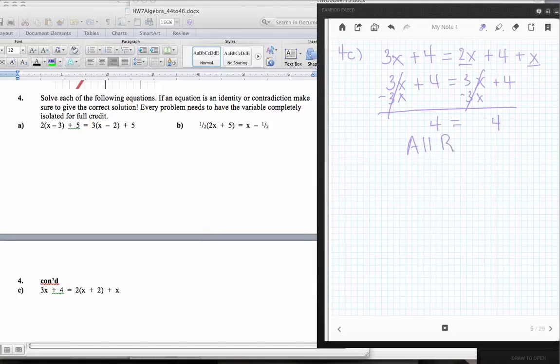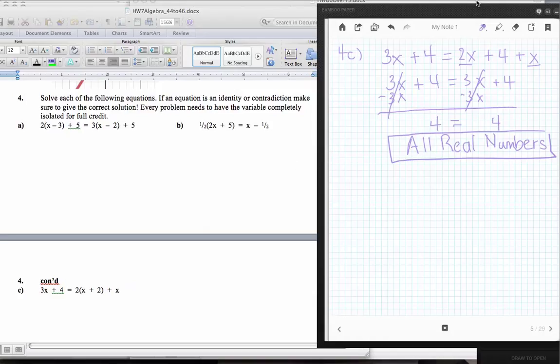as solutions. So all real numbers. Now remember again that the 4 equals 4, that true statement, is not your solution. Your solution is all real numbers. Even though this is a true statement, that's not the answer.